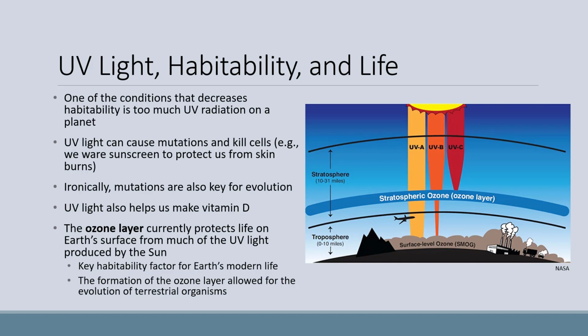The ozone layer currently protects life on Earth's surface from too much UV light. This is another key habitability factor for Earth's modern life. The formation of the ozone layer allowed for the evolution of terrestrial organisms on Earth.